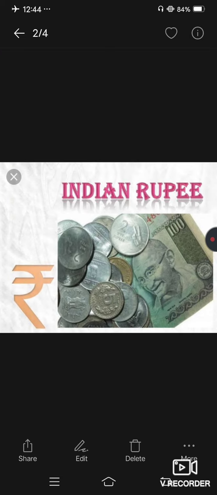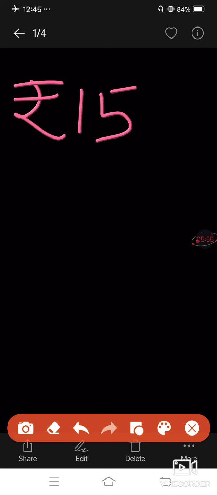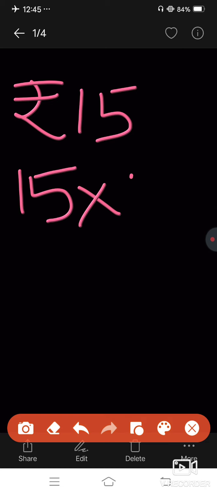Okay. What we will do is, first of all, write rupees 15, we have to convert it in paise. So write 15 here multiplied by 100. We will just multiply this 15 by which number? 100. Then we will get 1500 paise.